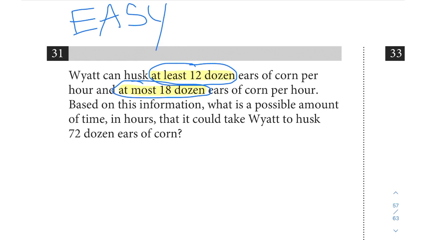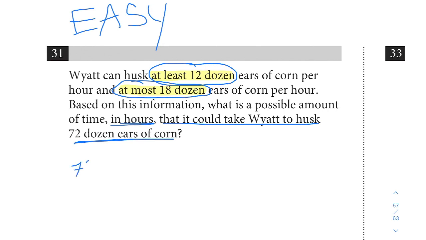We're going to solve this question thinking that Wyatt can husk 12 dozen ears of corn. We're going to solve it again looking at Wyatt husking 18 dozen ears of corn, and we're going to see what our answers are for each. And then our correct answer will be something that falls within that range of solutions. Let's take a look at how this works. So here, they want to know a possible amount of time in hours that it could take Wyatt to husk 72 dozen ears of corn.